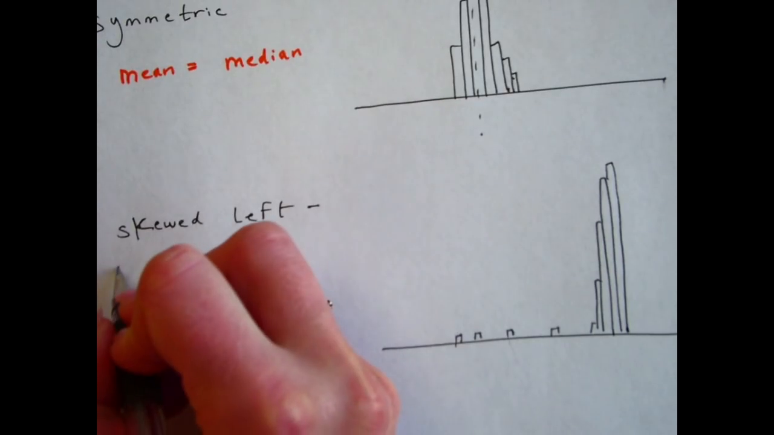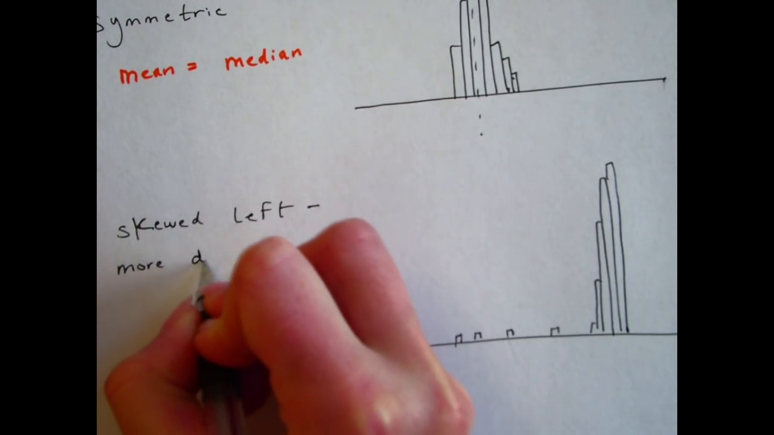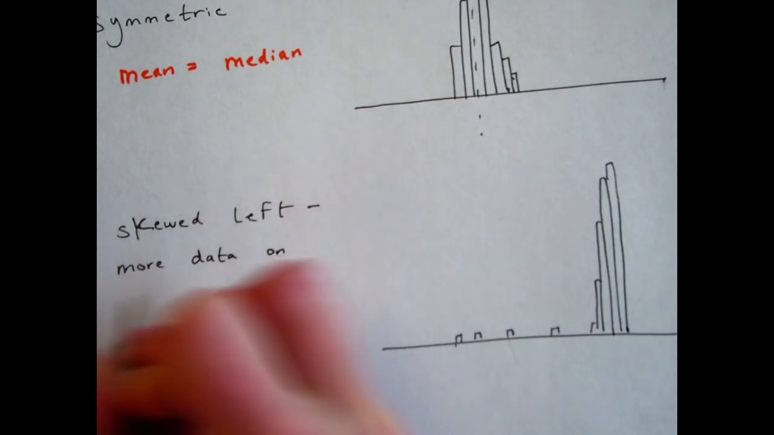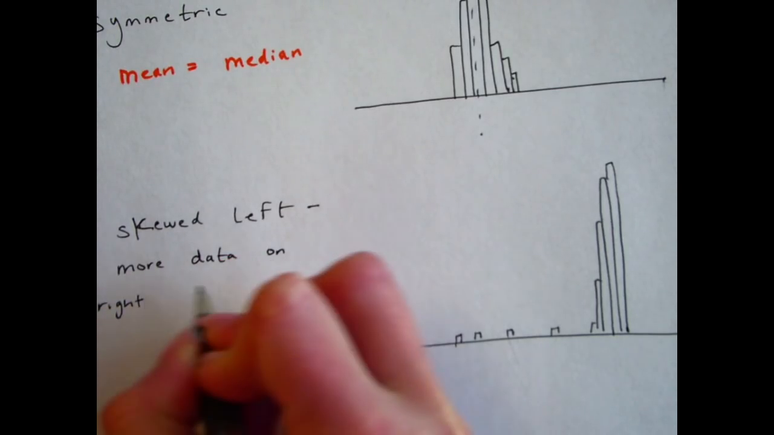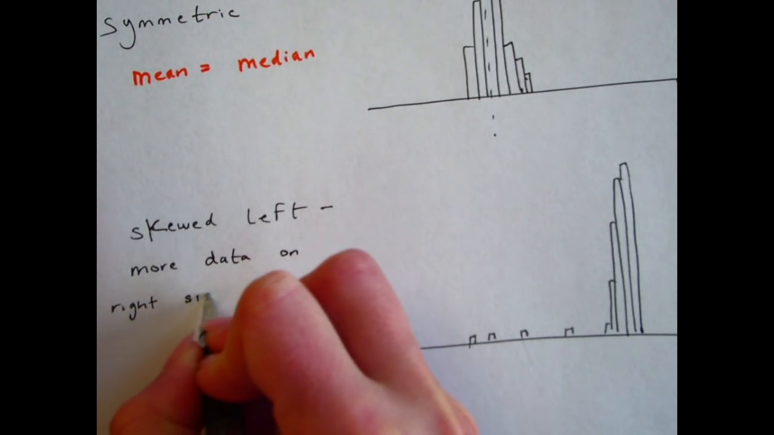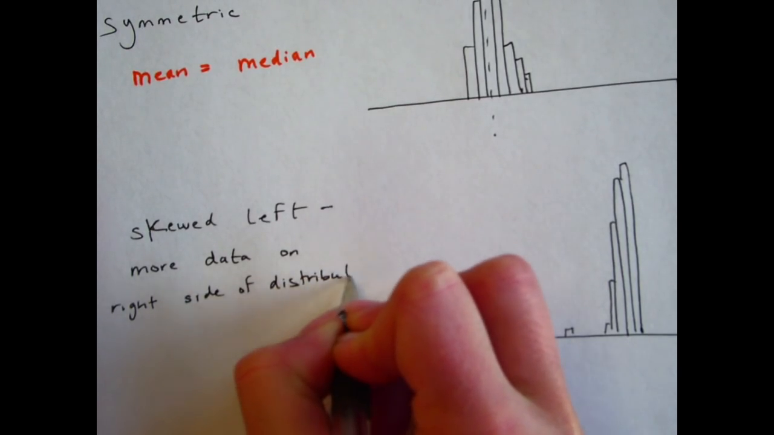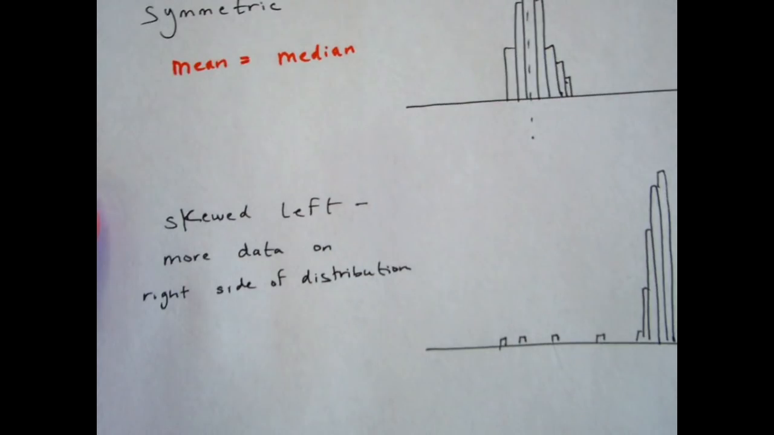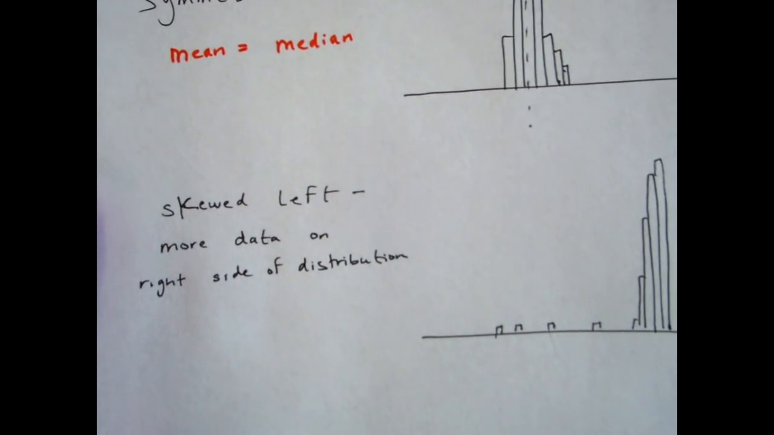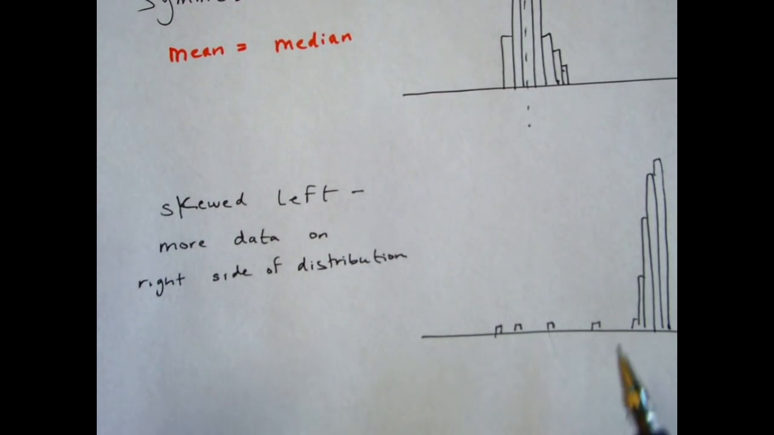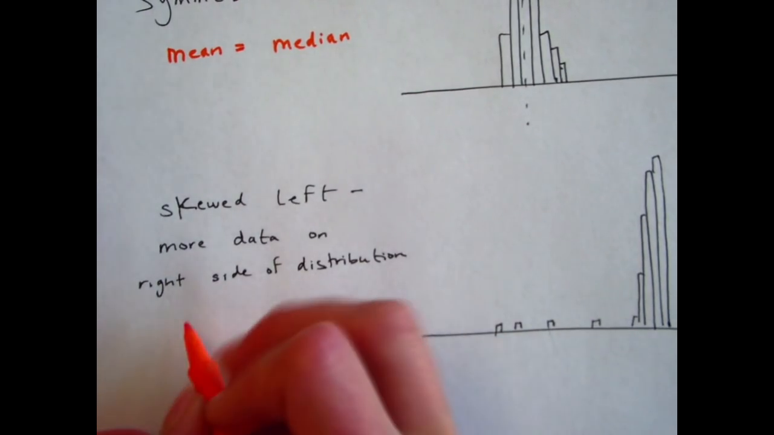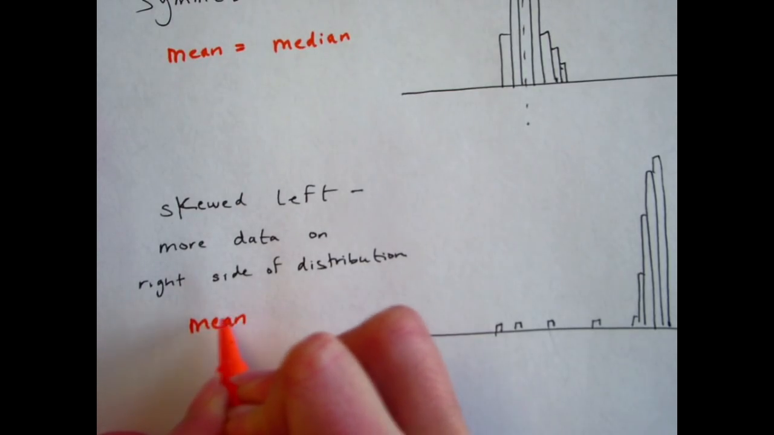So we'll say more data on right side of distribution. And the way that statistically we can tell if a data set or a distribution is skewed left is when the mean is less than the median.